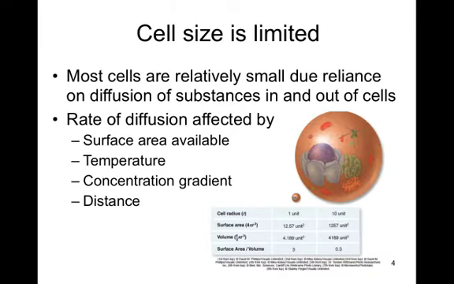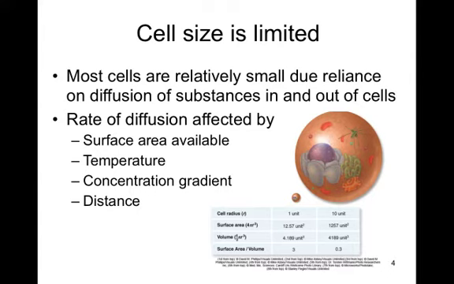Now, most cells are relatively small, and this has to do with the idea that they have to be able to get substances in and out of the cells and serve all parts of the cells. So if the cell were to get very large, then it would take a very long time for substances to diffuse into the center of the cell. The rate of diffusion is going to be affected by the area of surface available, also the temperature, the concentration gradient, because if there's a lot of substance to diffuse into the cell from the outside, then more of it will. But if there's not very much, then much less of it will.